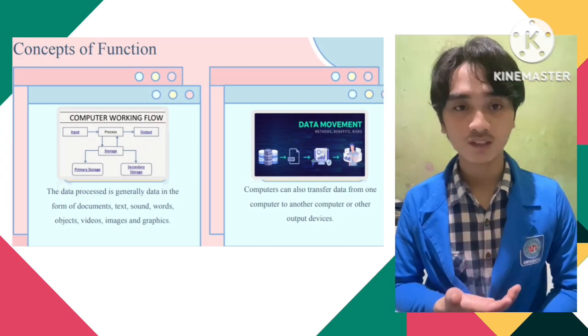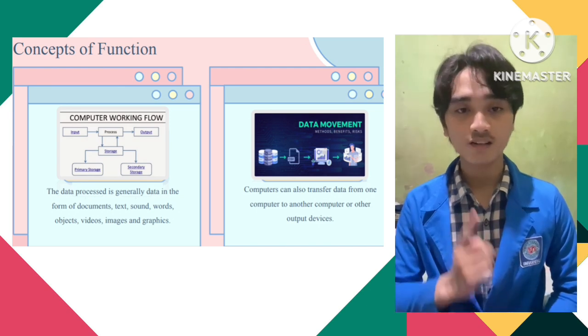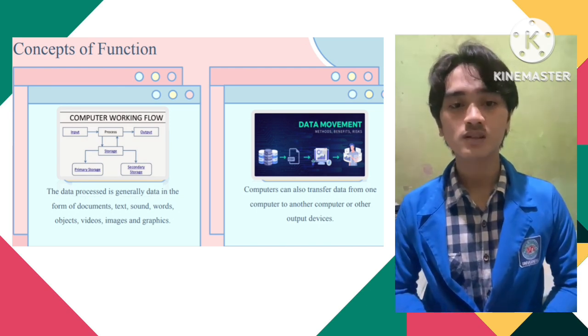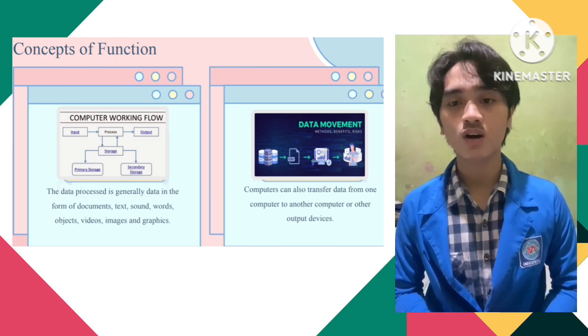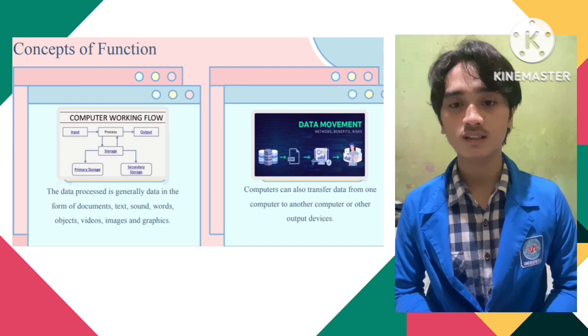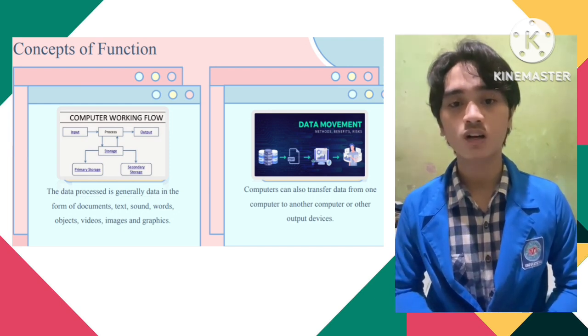Function of a computer. In principle, computers have four basic functions including: first, data processing. Computers are used to process data so that they can produce output in the form of information. The data processed is general data in the form of documents, text, sounds, words, objects, videos, images, and graphics.